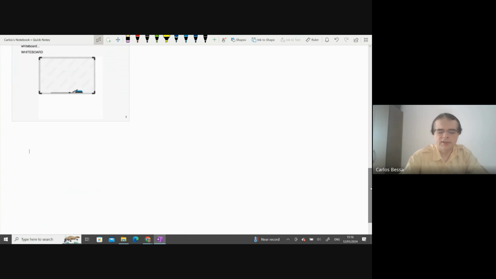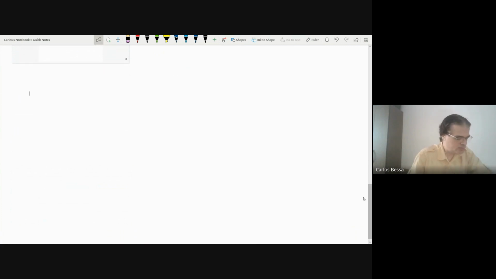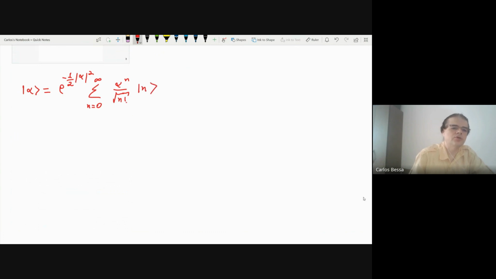In the last lecture we stopped at this expression: the overlap of the coherent state alpha with the number state n, which is the exponential of minus alpha squared over two, times the sum of alpha to the n over square root of n factorial. I call this expression 7.16 in the Nielsen-Schoen book.